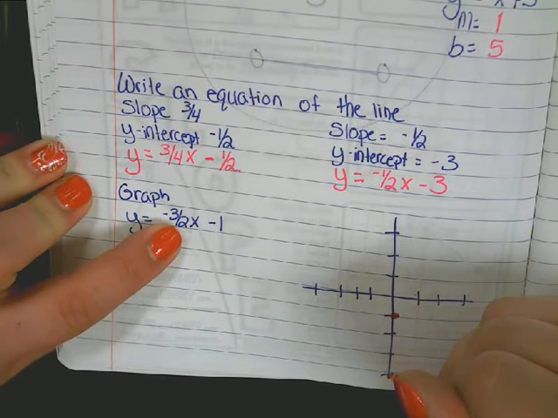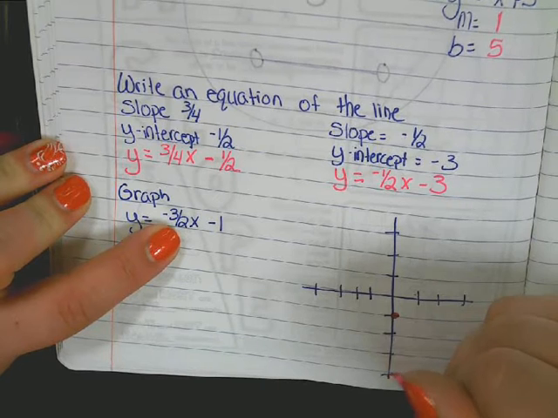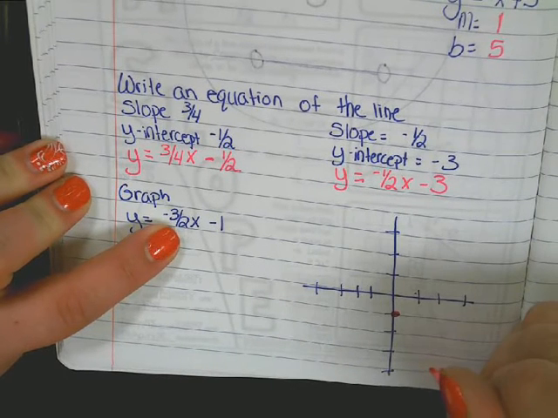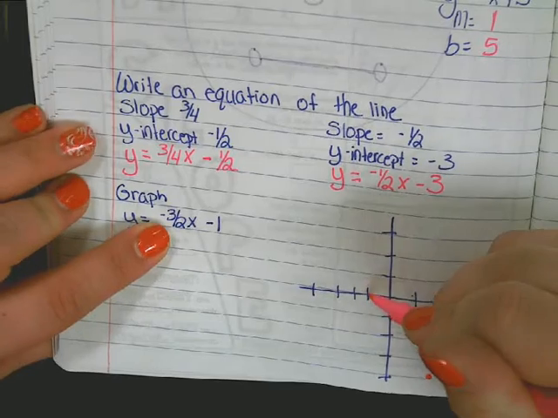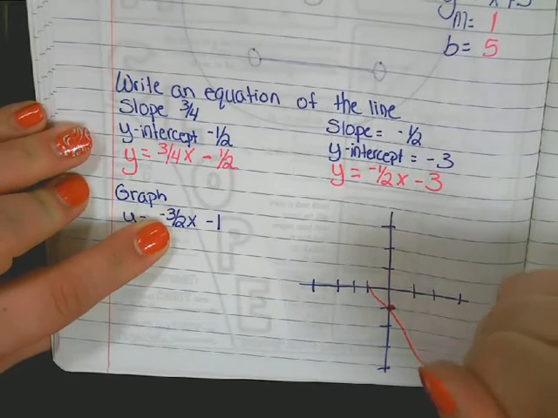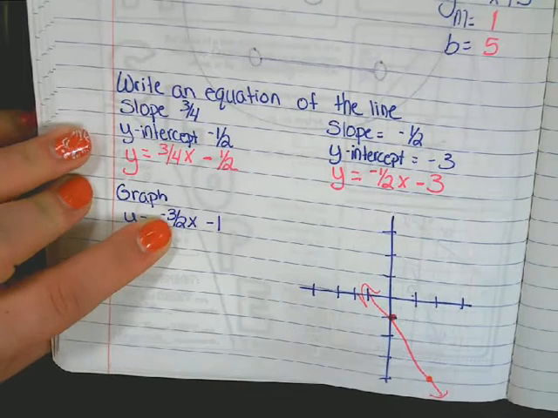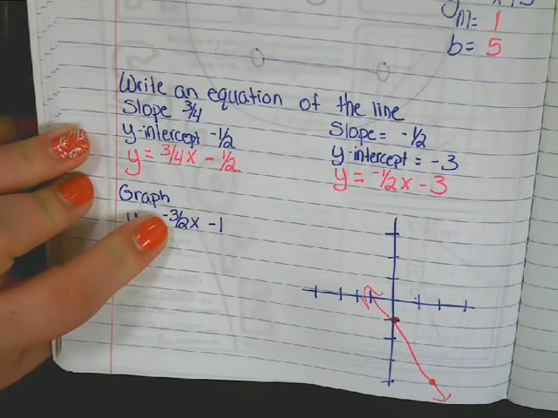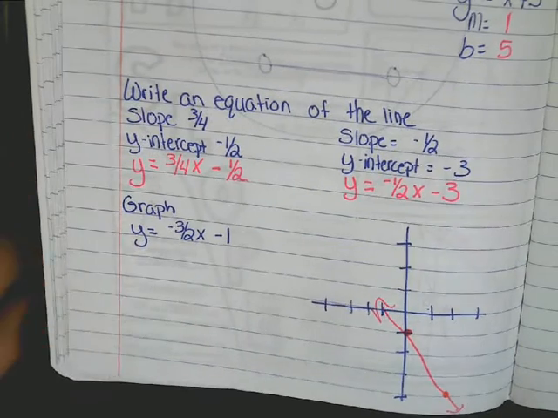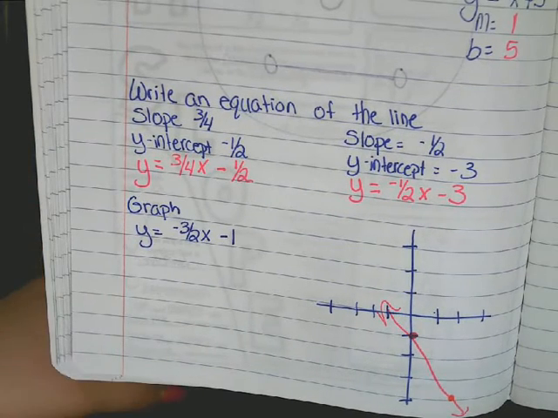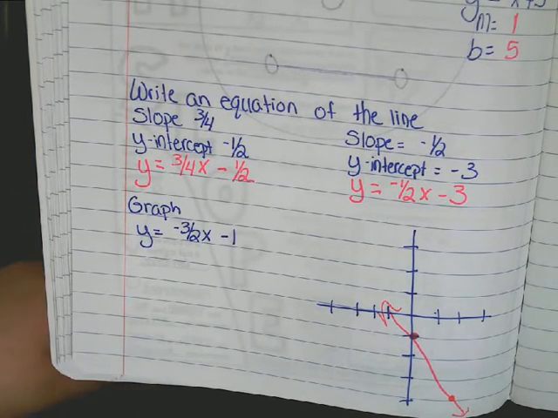So I can connect those up. I don't have a ruler. You will be able to use a ruler today if you want. So there is my graph. I'll give you the graph today though. So you start at your y-intercept, and then you use your slope to graph it. Okay? Let's try another one.